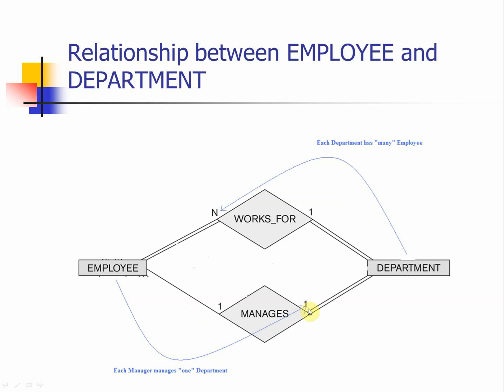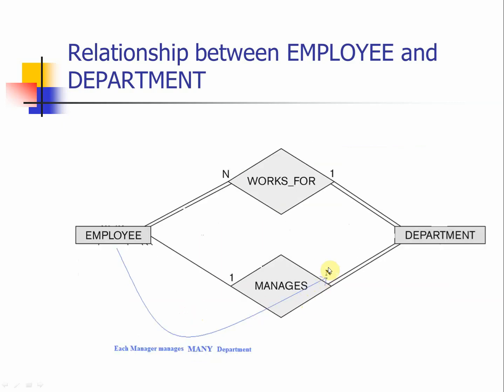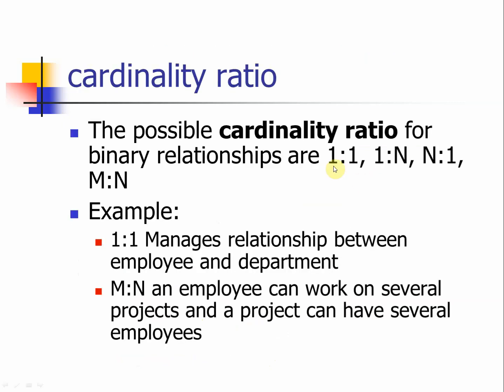While if we change this one into n, that is changing the definition of this manages relationship. So each manager can manage many departments if we put an n over here. So that is what we try to understand in the constraints for the cardinal ratio. So cardinal ratio has only 4 different kinds of combination. It can be 1 to 1, it can be 1 to n, or n to 1. So basically 1 to n and n to 1 are the same thing. It depends on how you're going to see the order.